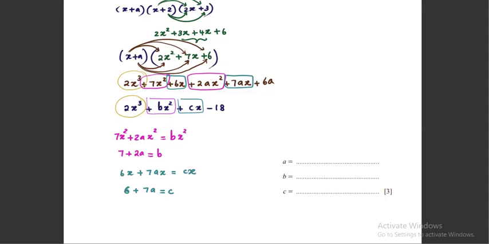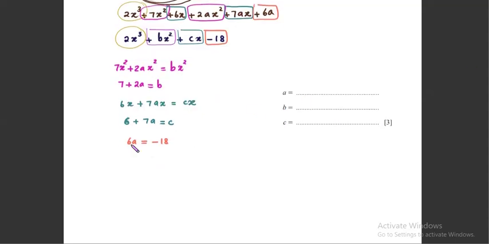Then finally, according to the question, we have minus 18 here, that is a number. And we have this plus 6a, which is a number because a is a number. So these two should be equal to minus 18. So I can say that 6a is equal to minus 18. Now I need to solve this to find what a, b, and c are. First I'm going to solve this last one, 6a is equal to minus 18, because I can find what a is by dividing this minus 18 by 6.